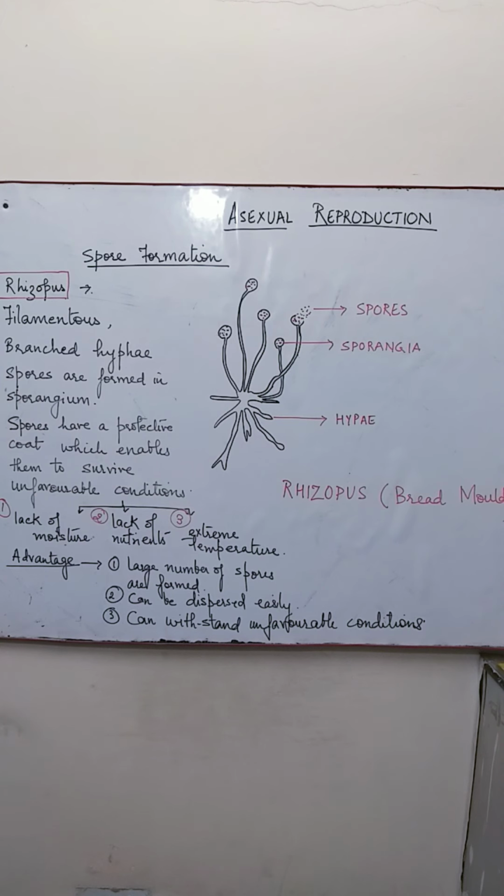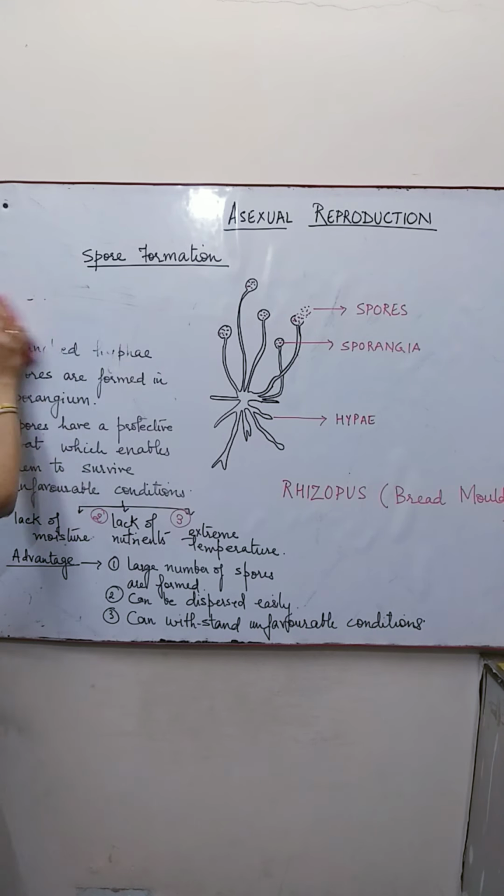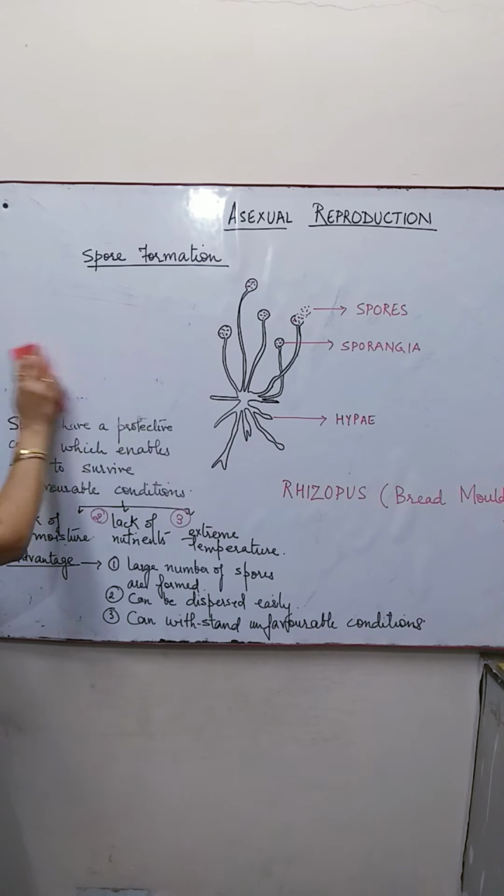Now, apart from spore formation, fission and all those, there is another type of technique which is known as tissue culture. Tissue culture is a technique in which new plants are grown by separating cells from the growing tip of a plant. You know, the tip of the plant has meristematic tissues, and these meristematic tissues are capable of multiplying very rapidly.